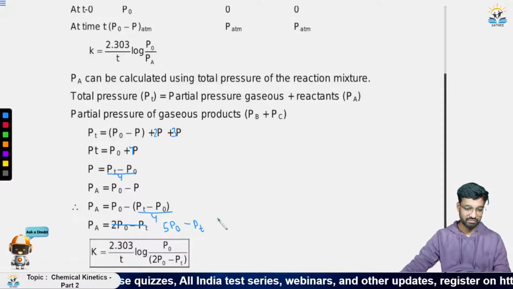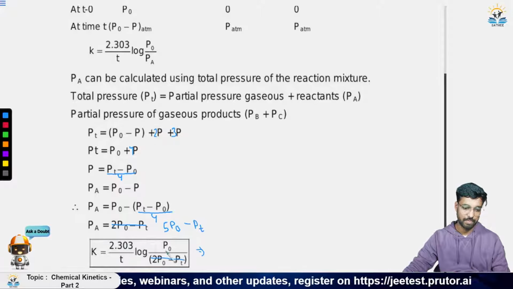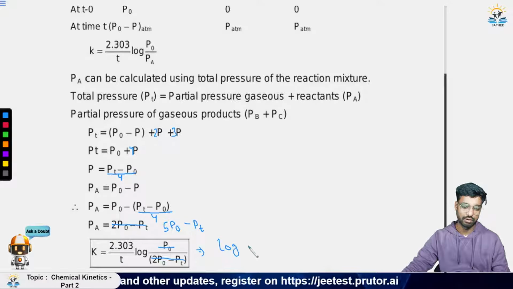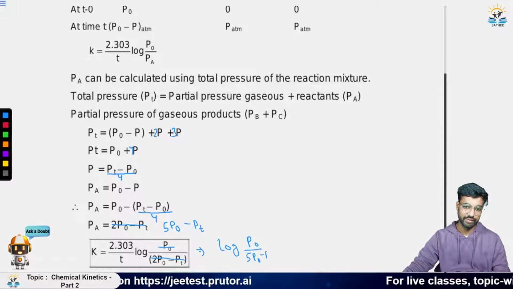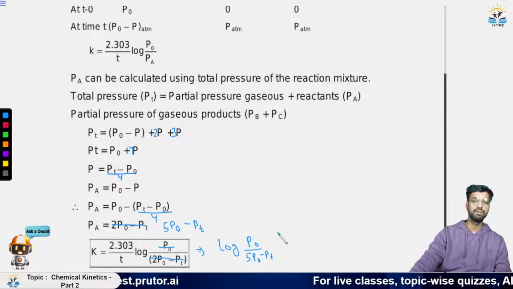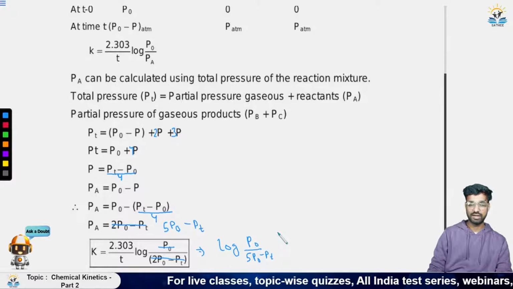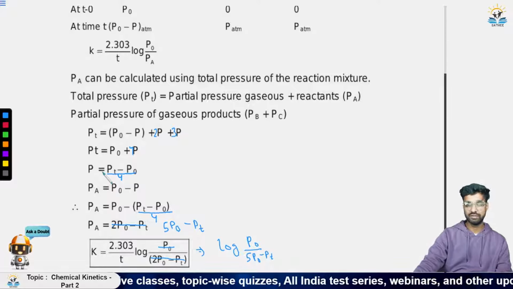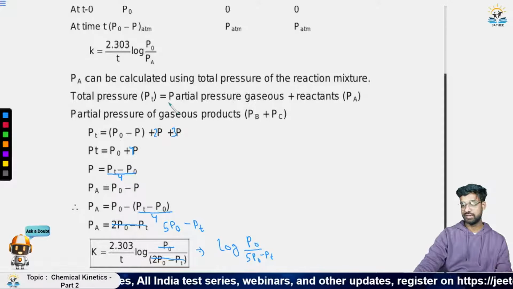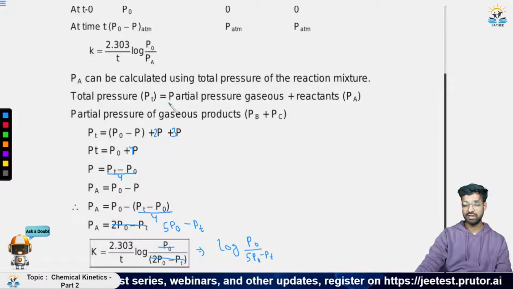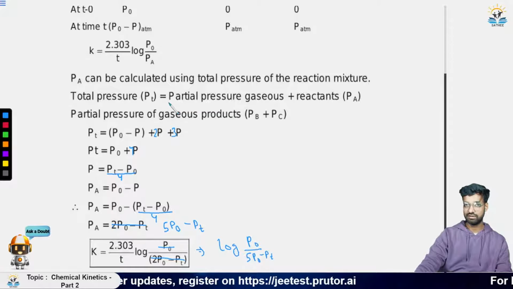Or this equation will also be transformed and it will be written as log P naught by (5 P naught minus Pt). So the point I'm making here is that you should remember this is not a generalized form. It is given in NCERT also, I've seen. So you have to see the balanced chemical equation, and accordingly you have to derive the final formula. Okay, so this should always be kept in mind.